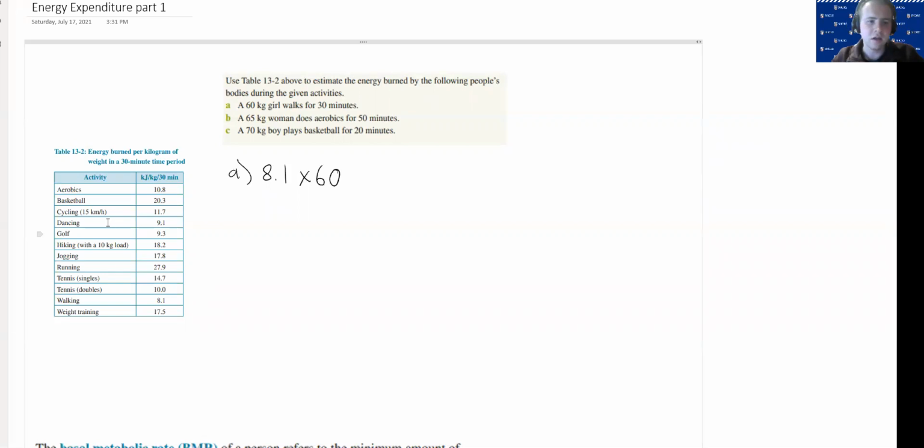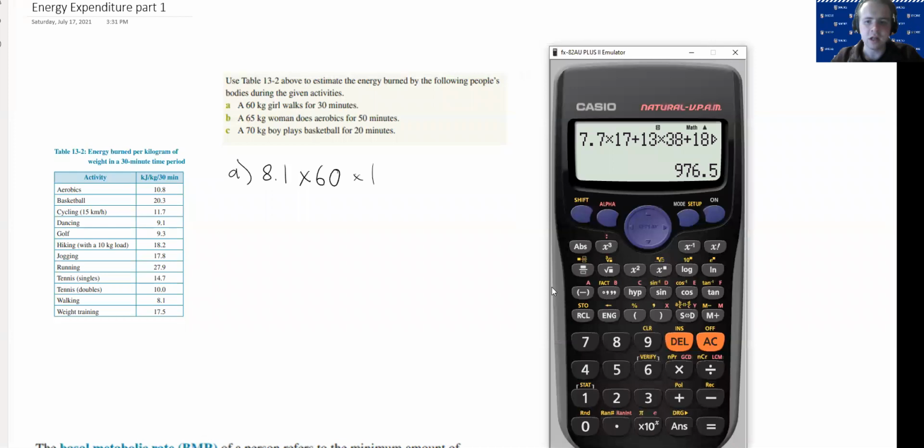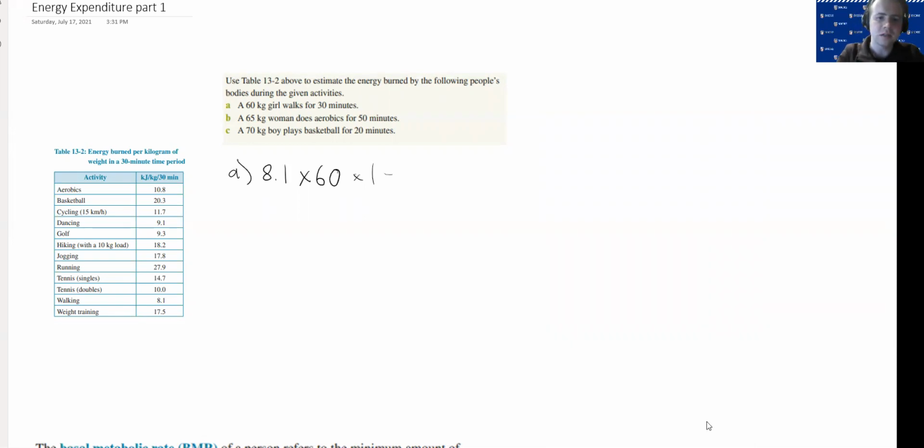because this is per 1 kilogram. So we've got 60 of them. And then it's per 30 minutes. So because we're doing it for 30 minutes, we don't need to change it. We can just multiply it by 1 and we'll get our answer there. So we pop that in our calculator and we get 8.1 times 60. 486.